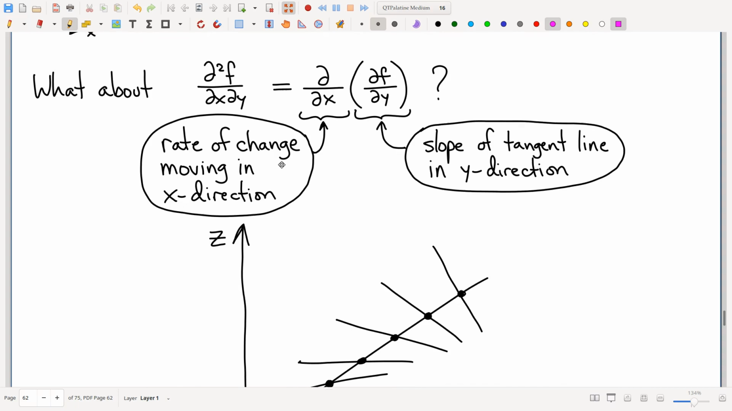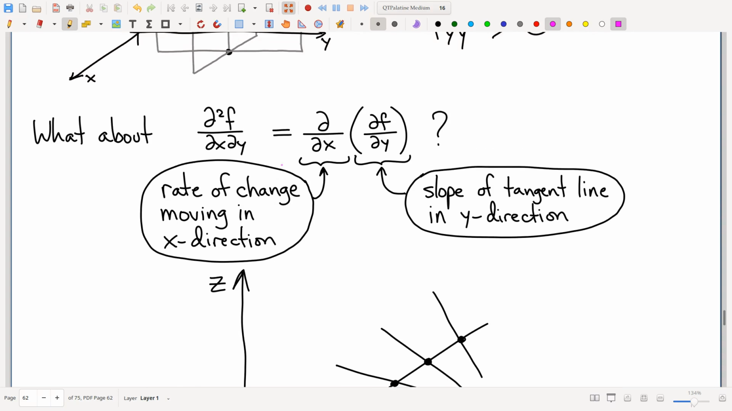Here's the weird one. What if I have a mixed second partial? How do you interpret that? And can we make a reasonable guess without actually doing the analysis? Thinking back to single variable calculus, what's the single variable analog of a mixed second partial? And there is none, because in single variable calculus, there's only one input variable. There is nothing to mix it with.